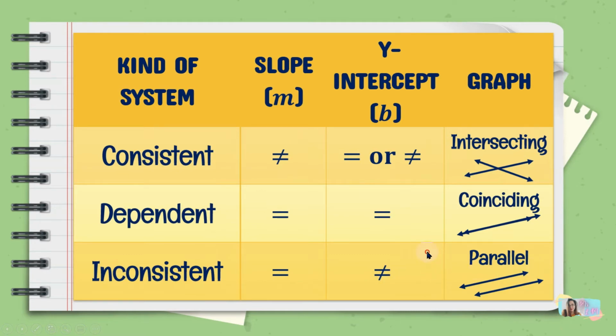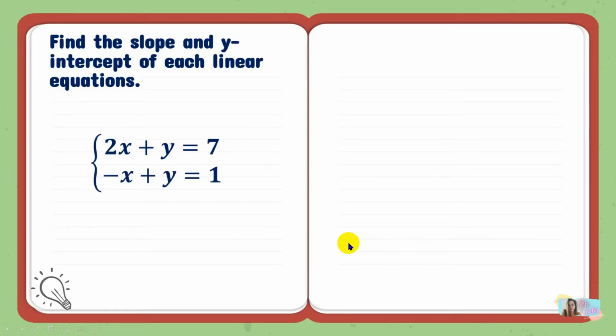Okay? So, let's have some of the examples here. We have here our first example. 2x plus y is equal to 7 and negative x plus y is equal to 1. We can consider this a system of linear equations because first, they are linear equations. We have equal symbol, and also the variables we have here on both of the linear equations are the same. Parehong x, parehong y. Again, this is an example of a system of linear equations.